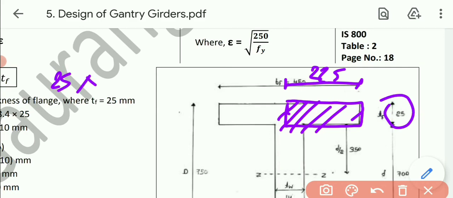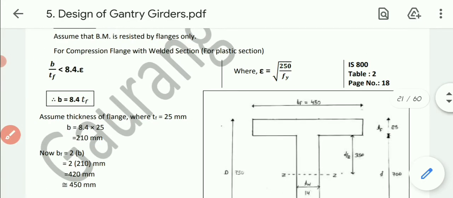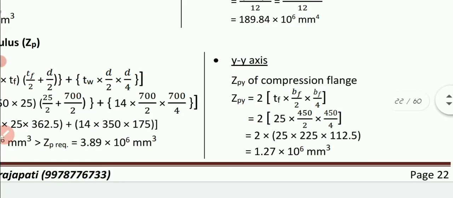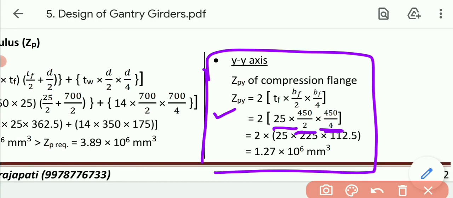So 25 into 225 with respect to center, its CG, so that is 225 by 2, like this, and whole multiplied by 2 once again, because this portion is also there. So ZPY, 2 times 25, 450 by 2, that is 225, and 450 by 4, that is 225 by 2. So ultimately I will get the answer 1.27 into 10 to the 6 mm cube.